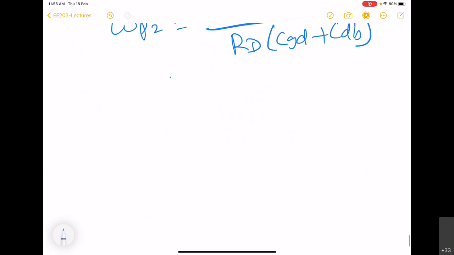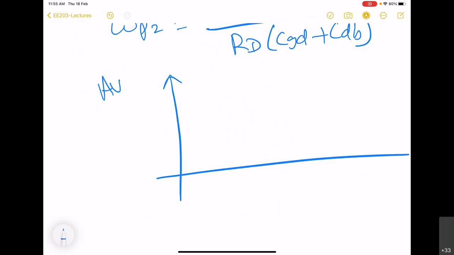So for this case, we can straightaway draw the Bode plot, AV high frequency for the common gate case. So there will be, let us say omega P1 is smaller than omega P2.